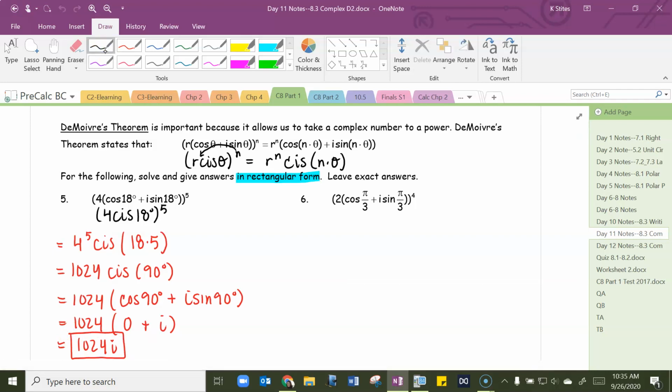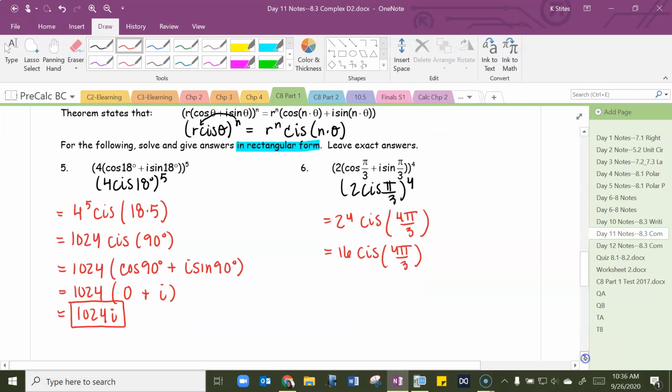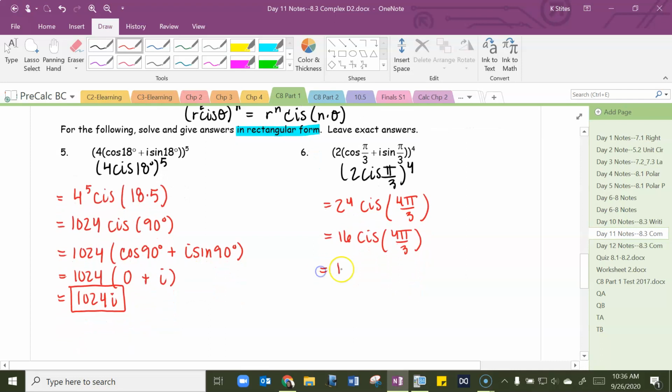All right, let's try another one. This one is in radians. So this is the same as saying 2 cis pi over 3 to the 4th power. Again, you'll go ahead, take your radius, raise it to the nth power, so 2 to the 4th. Cis, and then you are multiplying the 4 and the pi over 3, which is just 4 pi over 3. So that's 16 cis 4 pi over 3, and that again is polar form, but what we want is rectangular form. So we get to expand.